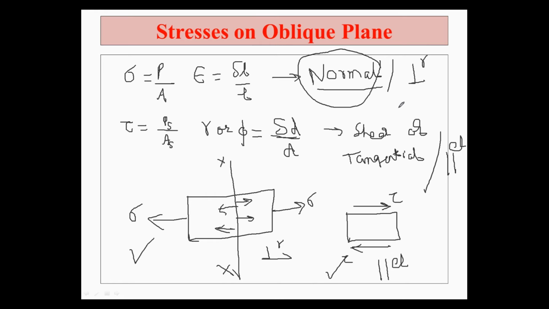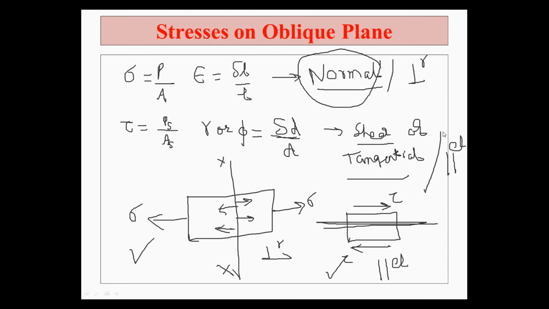So sigma is equal to load upon area, and strain is equal to change in length to the original length, which is normal and perpendicular to the surface, perpendicular to the cross section. The shear is parallel to the cross section, so that's why it is parallel or tangential. We can say it is tangential or we can say it is shear. So there are two different kinds of stresses.